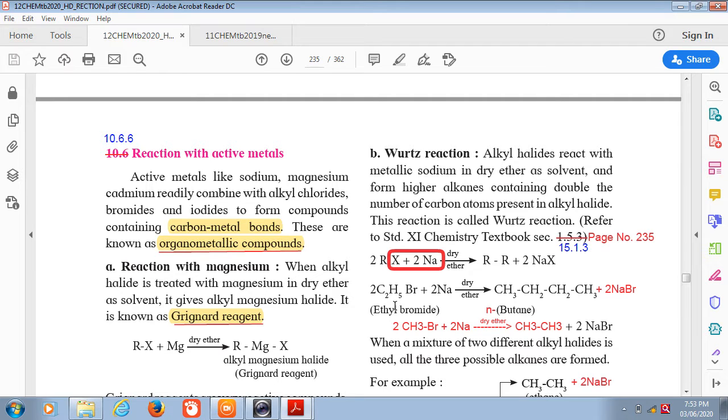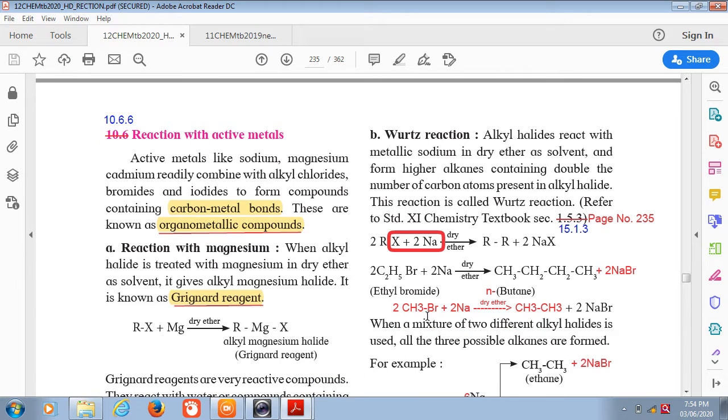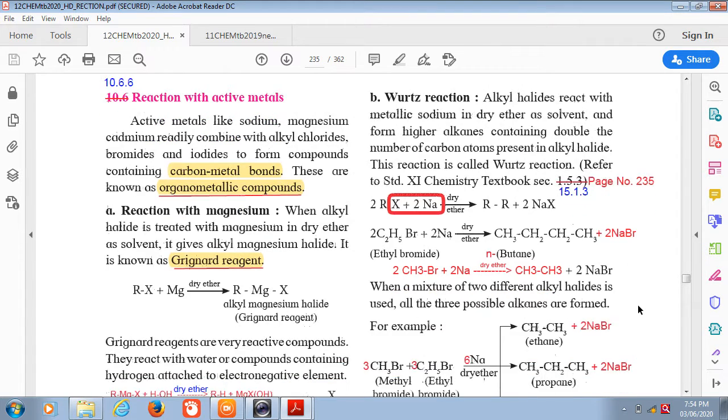So for example, if R is C2H5, then C2H5Br reacts with sodium metal in presence of dry ether, we get C2H5-C2H5 or CH3CH2CH2CH3. So all carbons in a single line, so it is n-butane plus 2NaBr as the byproduct of this reaction. So if you take only ethyl bromide, we get n-butane as a product, and if we take methyl bromide, then we get ethane as a product plus 2NaBr.